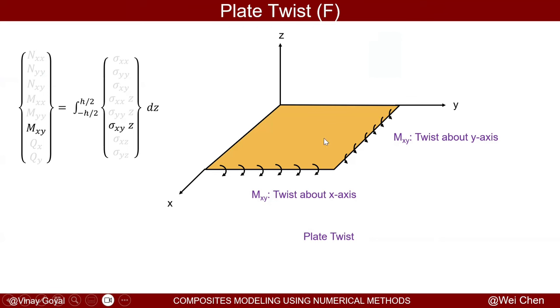Then I have Nyy, and I can do the same thing. 600 divided by 4 is 150. The h cancels because the integral from minus h/2 to h/2 dz is h. H cancels with h, and I get 150. Notice how these quantities then did not depend on h. Nxy is 0, so that is 0.